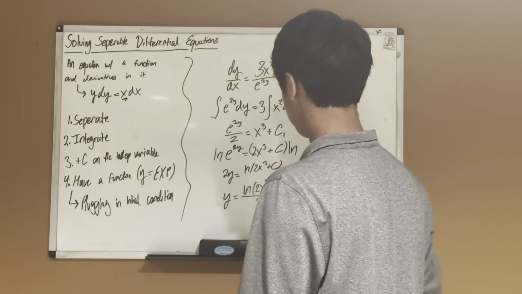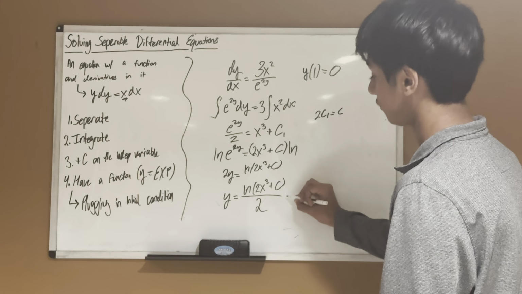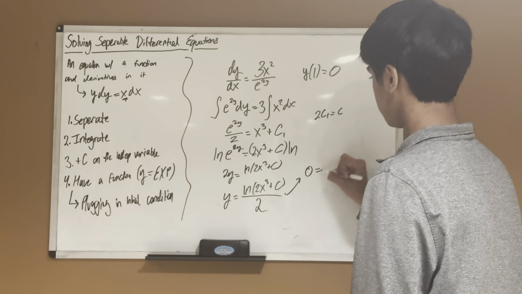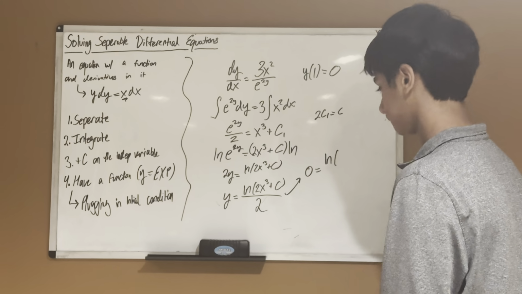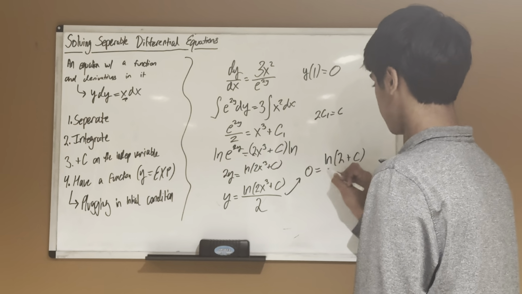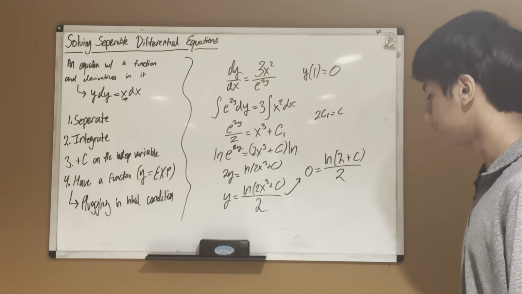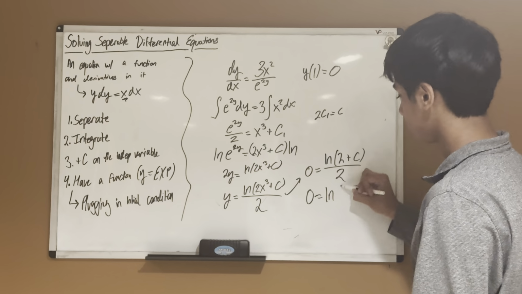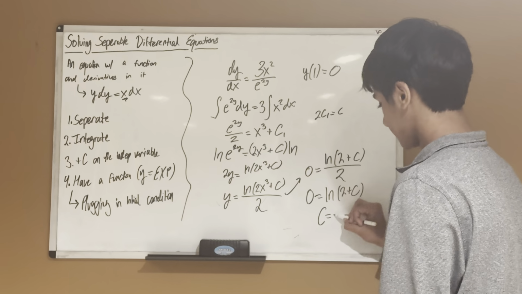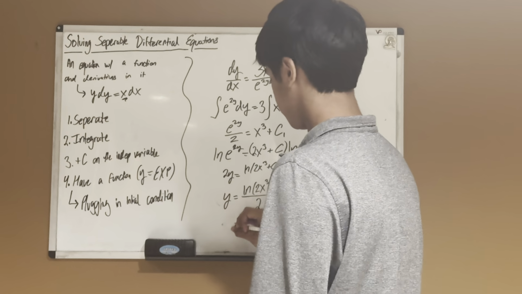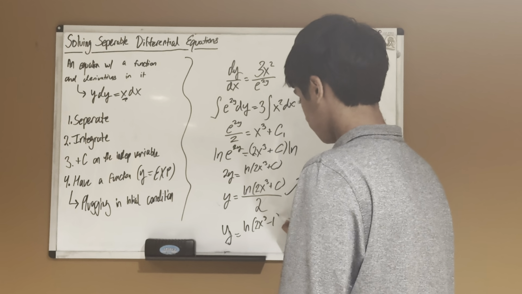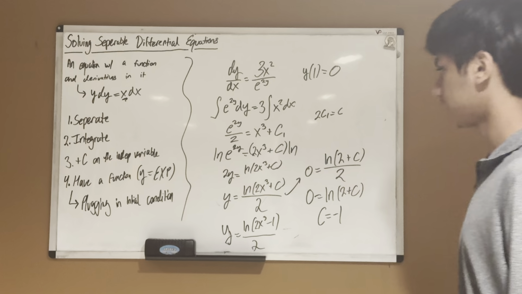Now we can plug in our initial condition. Our initial condition states that when x equals 1, y equals 0. So 0 equals ln of (2x cubed, x is 1, so 2 plus c) divided by 2. So really, we're trying to find out when this ln of (2 plus c) equals 0. Well, it equals 0 when c equals negative 1. So our final answer would therefore be y equals ln of (2x cubed minus 1) over 2. And that's our final answer for this differential equation.